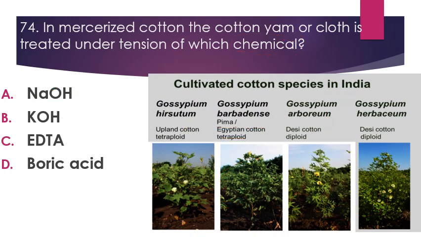Next, we have different species of cotton that are grown in India. Most commonly, we have Gossypium hirsutum. It is also known as New World cotton. It is also called upland cotton, and it is tetraploid in nature. Next is Gossypium barbadense. This is commonly known as Pima or Egyptian cotton. It is again tetraploid. Next we have Gossypium arboreum, which is the old world cotton. It is called desi cotton, and this is diploid. Then next is Gossypium herbaceum. It is again desi cotton and is diploid. So there are various species.